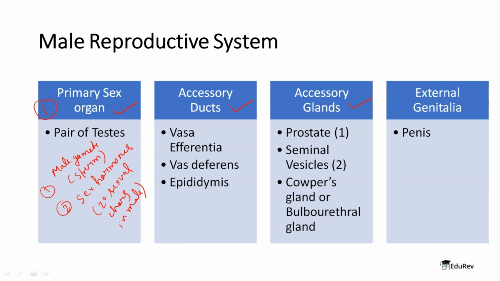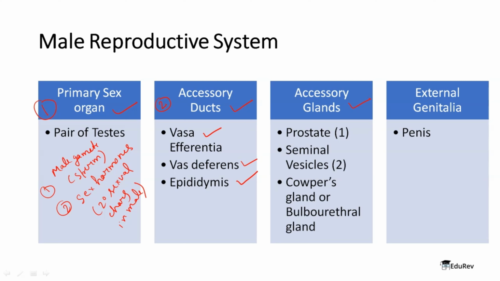Now come to the second, the accessory ducts. What is their function? They help gametes reach their final destination, or help in transporting these gametes. Examples of these ducts in the male reproductive system are vas efferentia, vas deferens, and epididymis.